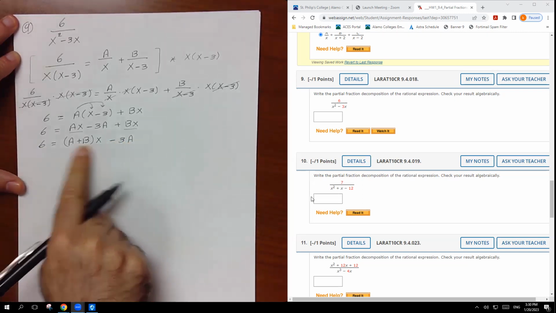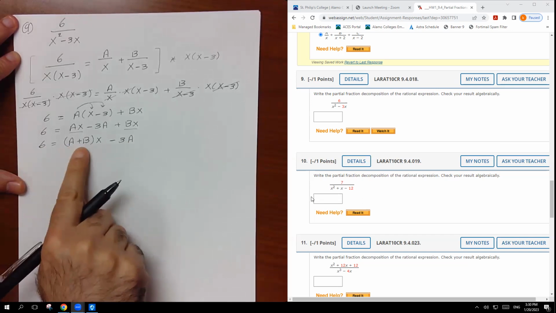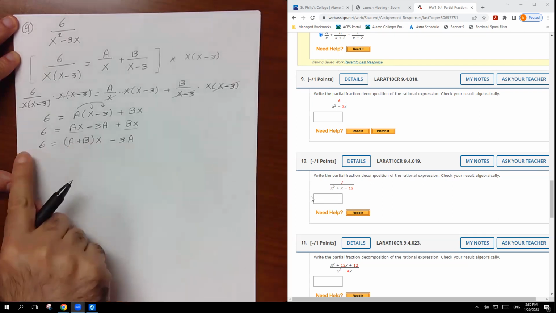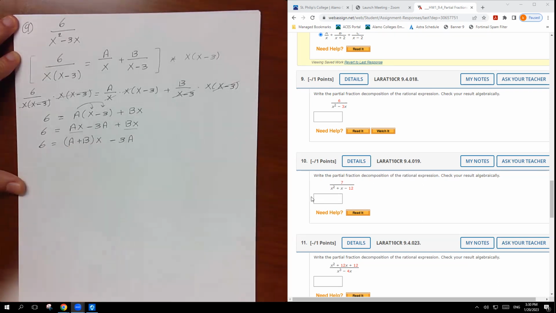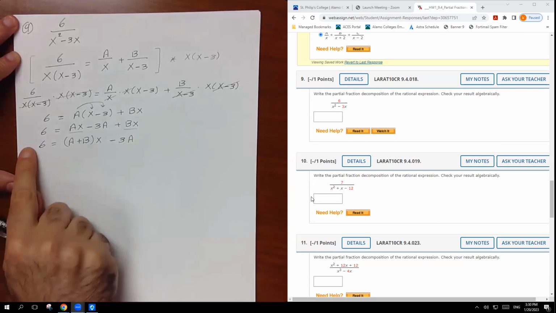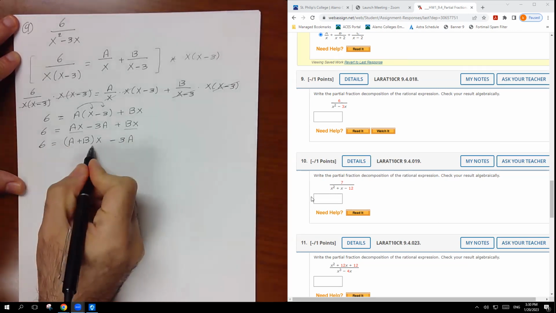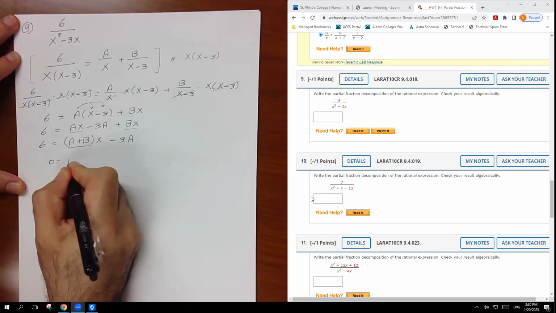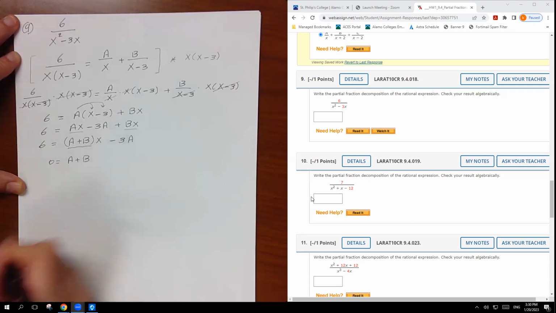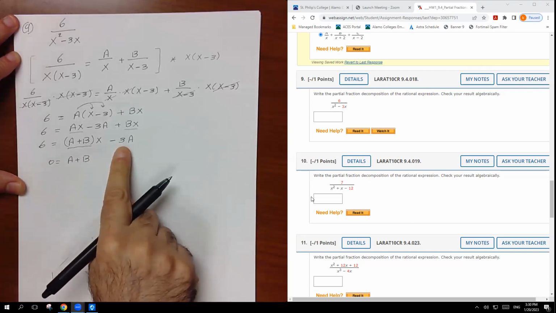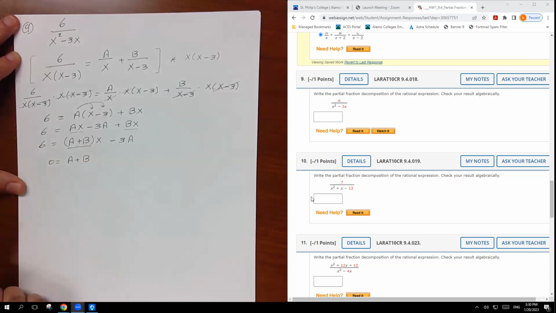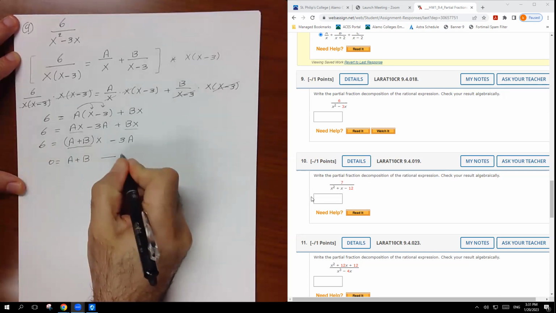Now you see this is the term with the x. A plus b is a number, a constant. A plus b with the x, and there is just a number by itself. So if you look on the other side, there's no x. That means 0x. So this one is going to be equal to 0. That means 0 is going to be equal to a plus b. This is a constant, and this is a constant. That means this one is going to be equal to this one. So this is the first equation.